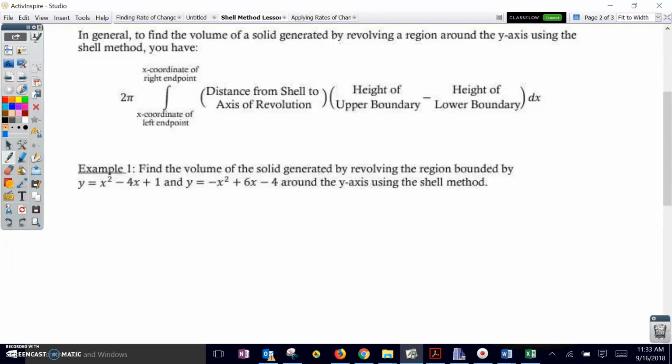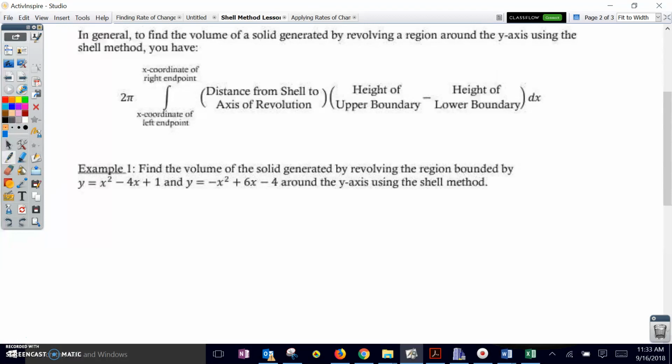Alright, in this video we're going to look at how we use the shell method to find volumes of solids. The shell method works a little bit differently from the disk and washer method. Instead of having a strip that is perpendicular to the axis of rotation, we're going to be working with strips that are parallel to the axis of rotation. That's the first big difference. The second big difference is in how they're calculated.